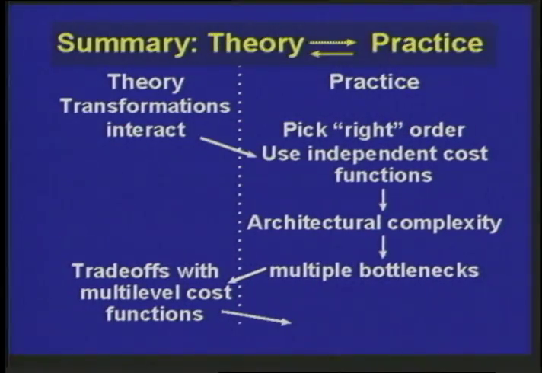So in summary, I hope I've convinced you that, in fact, theory and practice really should be going along together and influencing each other as we proceed. What I've shown you is that we started from this well-known theory that transformations interact, and that has led to a particular practice of building compilers where you use independent cost functions for different architectural features. But then architectural complexity in the form of new machines is introduced, and that gives us multiple bottlenecks, which force us to go back and develop some new theory, namely that we have to consider trade-offs with these multi-level cost functions. And that's where we're at now.